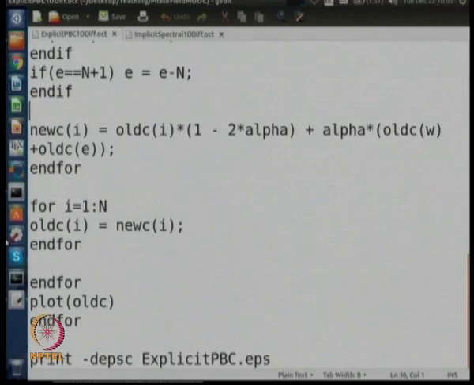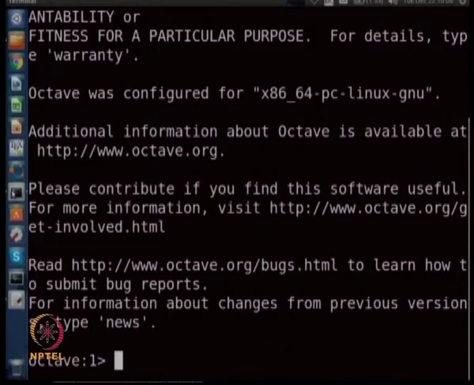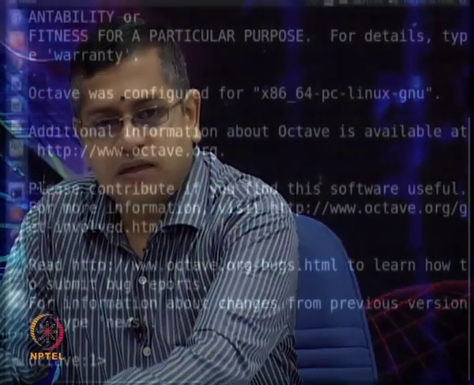We take the current C as the old C, and then we go through the loop, and after that time loop is over, then we plot the composition and then end the plotting loop, and then we save the figure as explicit PBC.tps. Okay. So, let us run this code.